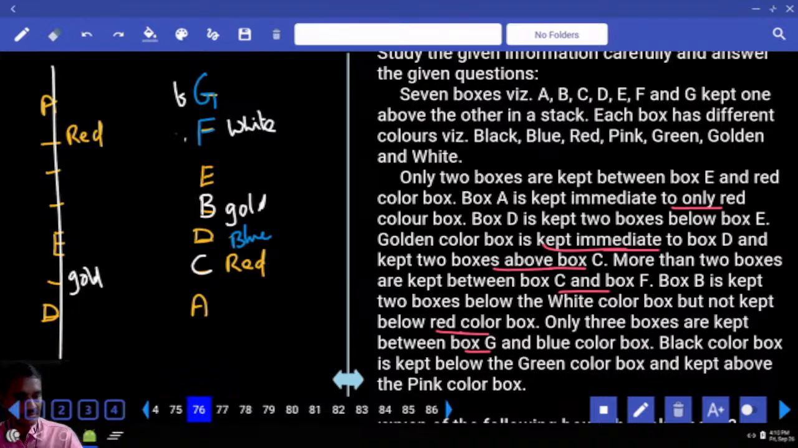Then black is kept below green. Black is kept below green and above pink. Clear? Now this is from question numbers 76 to 80.